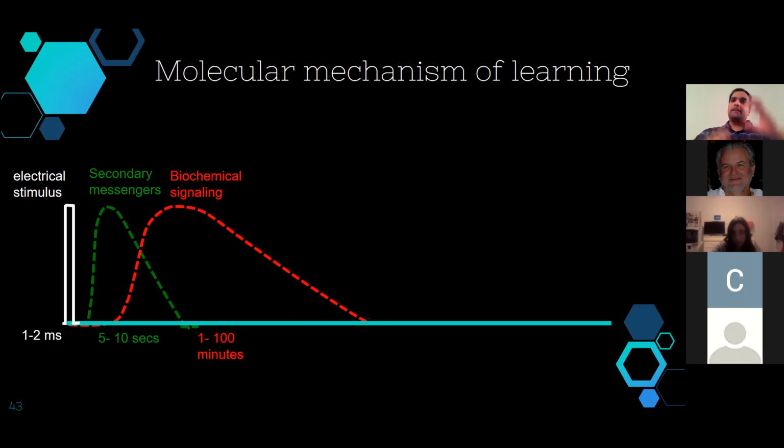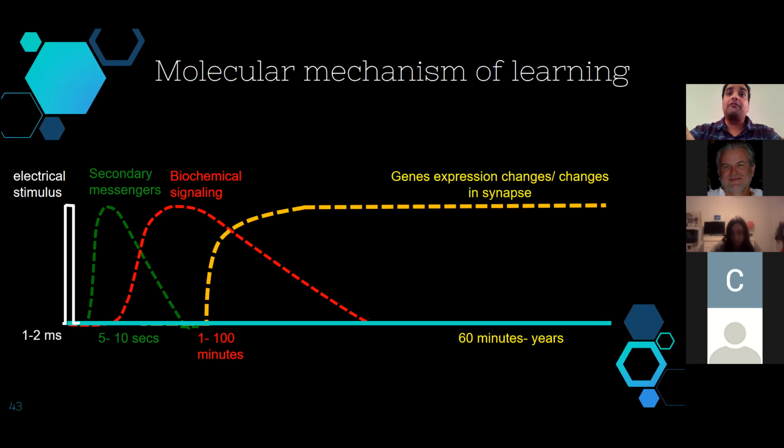And depending on the type of biochemical signaling that gets activated, you can have long-lasting changes in the genes, and then the gene expression profile changes, which causes specific changes in the synapses. These changes can last for many hours to up to many years. And so that's how the electrical stimulus, which is a millisecond long, gets transduced into changes that are long-lasting.